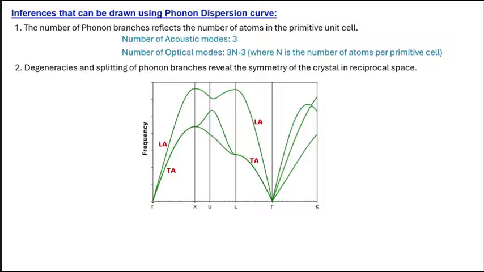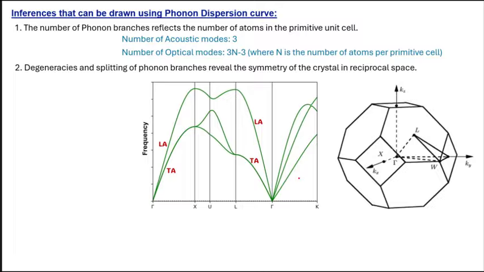Now if you see here at the gamma point, all the acoustic modes lie at the same point. Now as you move from gamma to X, if you look into the Brillouin zone, the first Brillouin zone of aluminium, an FCC crystal, is a truncated octahedron. X is a point at the center of the square face having the coordinates pi by a, 0, 0.